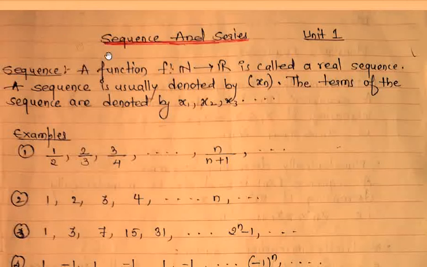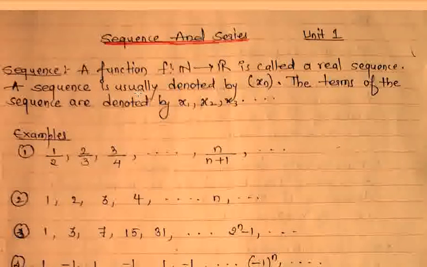Sequences and series. Unit 1. Sequence. A function f of n, which is a real number, is called a real sequence. A sequence is usually denoted by xn. The terms of the sequence are denoted by x1, x2, x3.